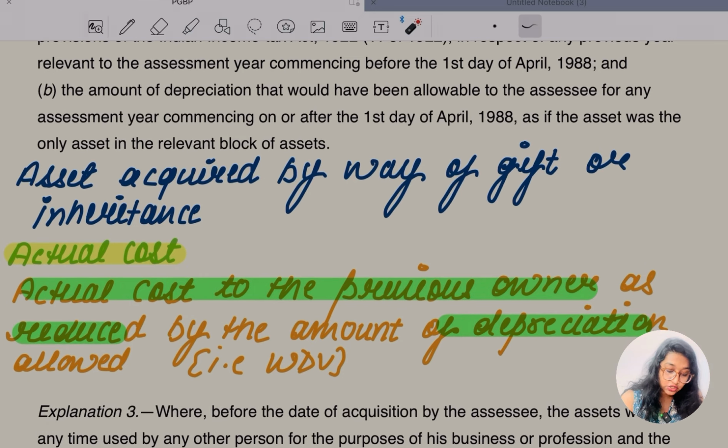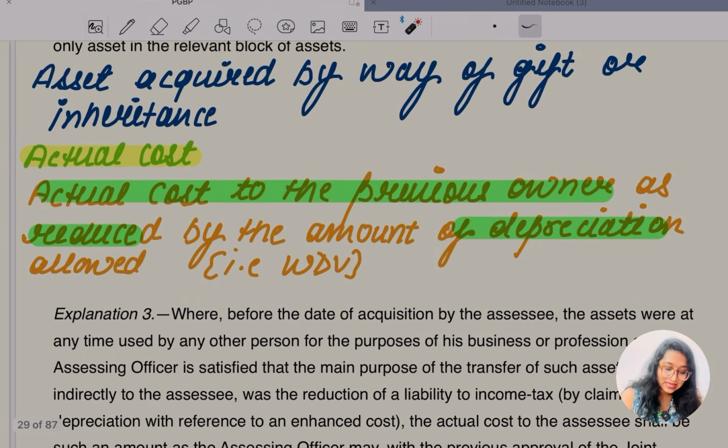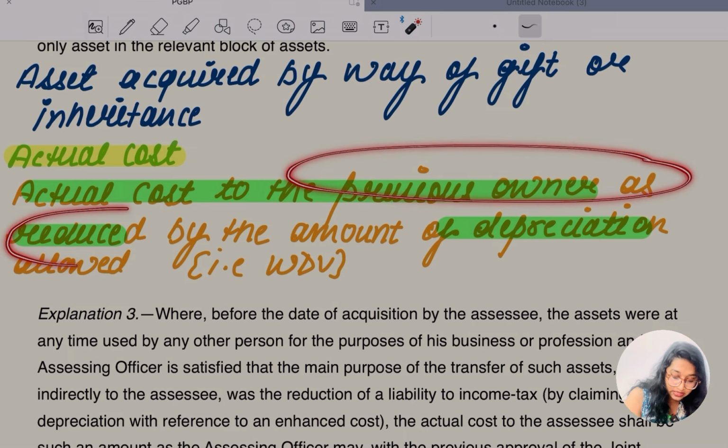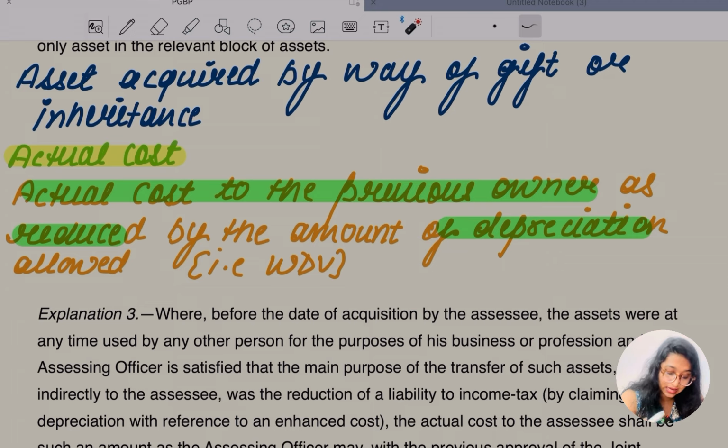The condition is where the asset is acquired by way of gift or inheritance. So what is going to be the actual cost here? We know this also. In this case, the actual cost is the actual cost to the previous owner, which is going to be reduced by the amount of depreciation allowed, which is the WDV, the written down value. So if the asset is acquired by way of gift or inheritance, the actual cost is going to be the actual cost of the previous owner reduced by the depreciation. I know this much.